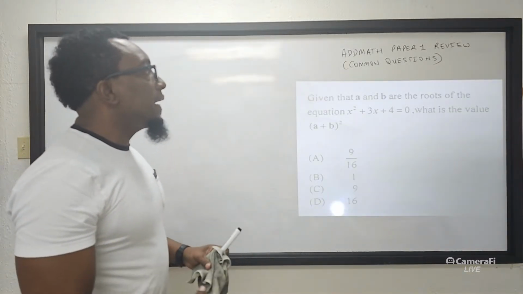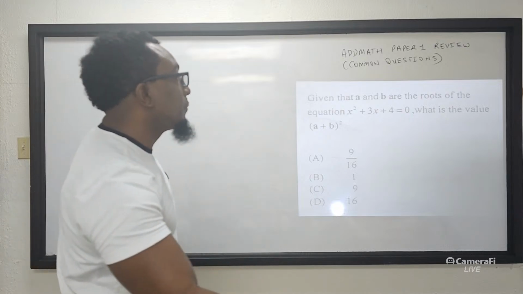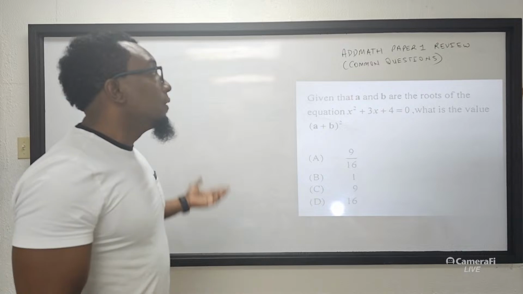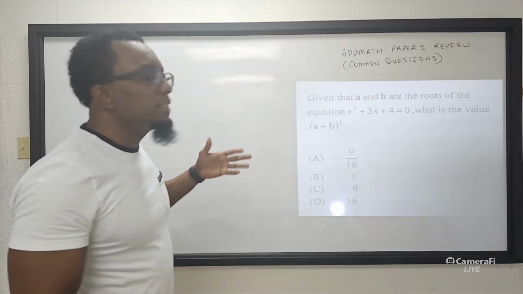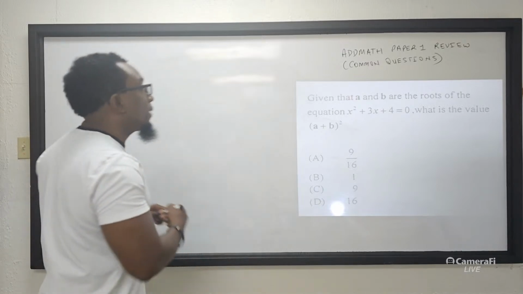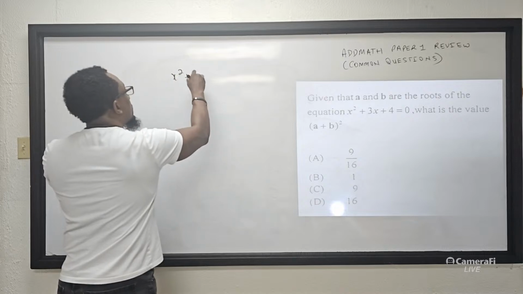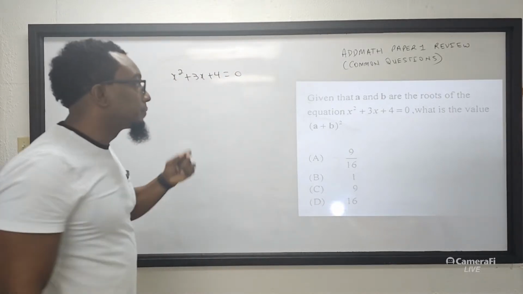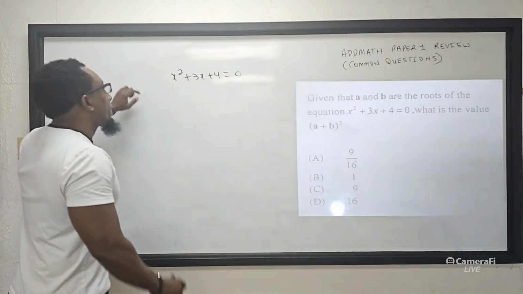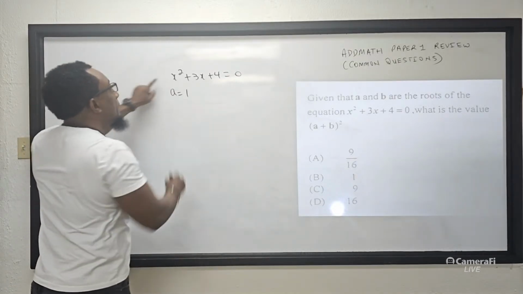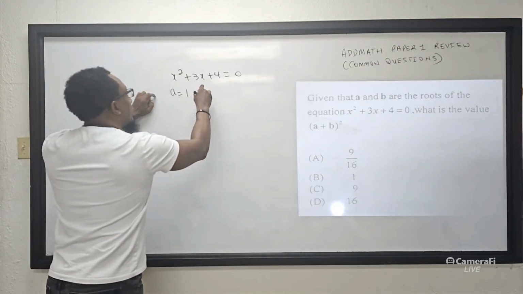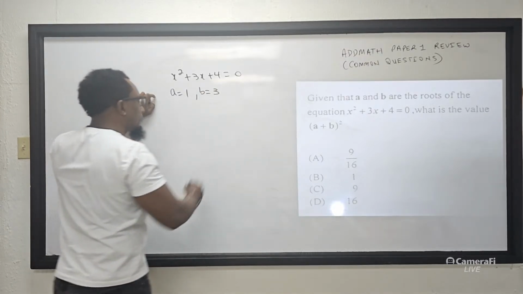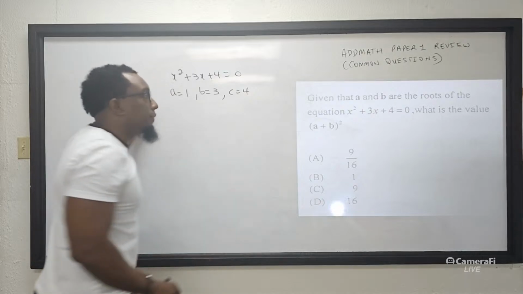Right, so given that A and B are the roots of the equation, what is the value of A plus B all squared? Now, of course, sometimes they may use alpha and beta, or they can use letters of the alphabet A and B. So you have this quadratic equation, x squared plus 3x plus 4 is equal to 0. Yeah? And we know A is equal to the number in front of x squared, which is 1. B is the number in front of x, which is 3. C is a constant, which is 4.